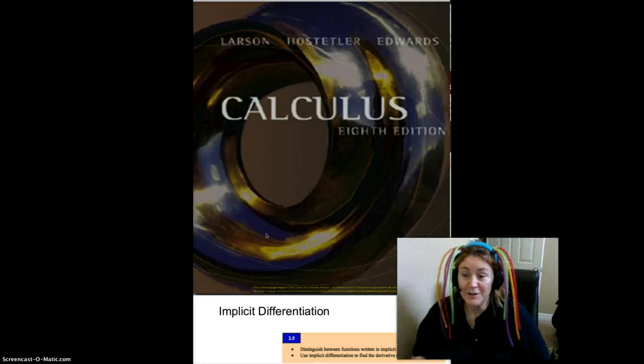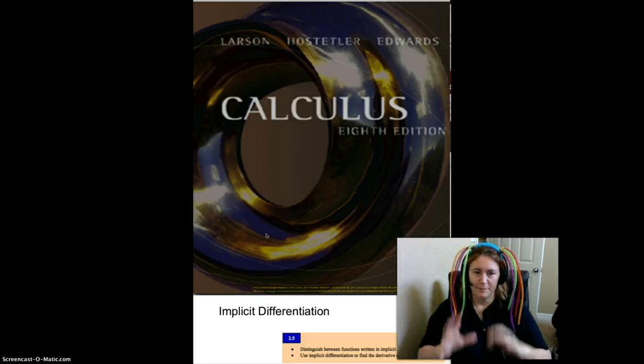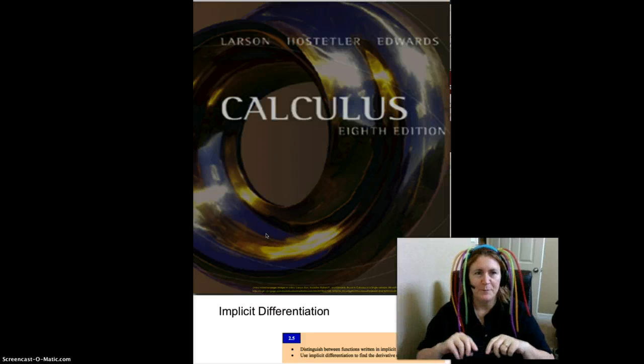All right, this unit is really cool. Now we're going to do something called implicit differentiation. I love implicit differentiation. I got so excited I had to put my fancy headband back on.